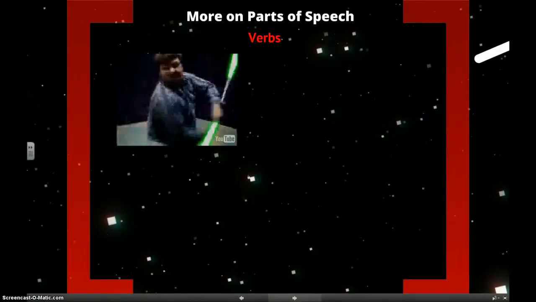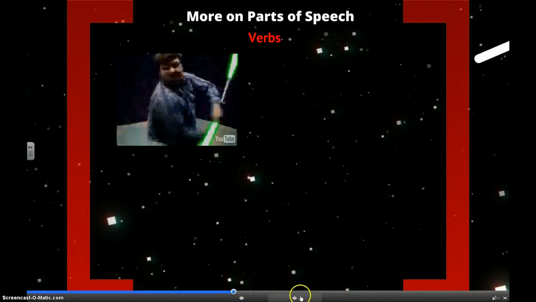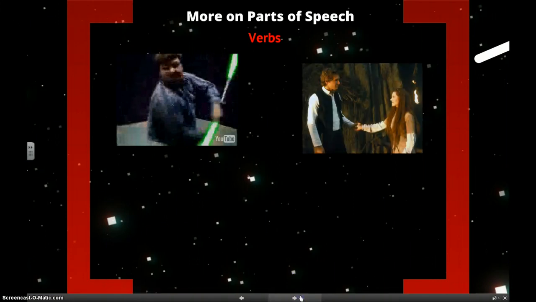So if we said the Star Wars kid deflected bullets, deflected is an action verb. Or the Star Wars kid jumped, jumped, again, an action verb, showing action in a sentence. That's different than linking verbs. So linking verbs just show a state of being or occurrence. Like Han and Leia are in love. Are is our verb there, but it does not show any action. It just links the subject, Han and Leia, to something in the predicate. They are in love.